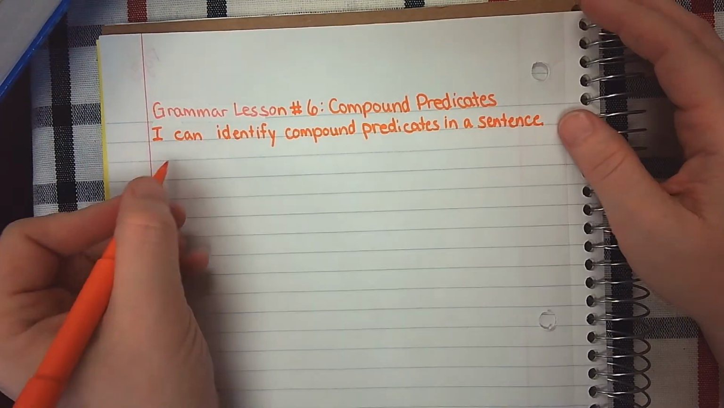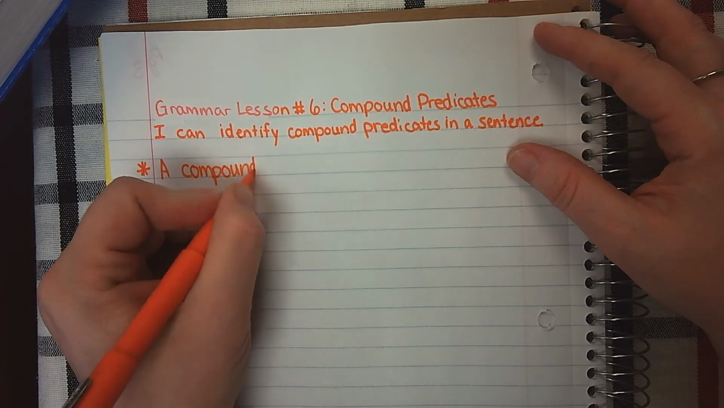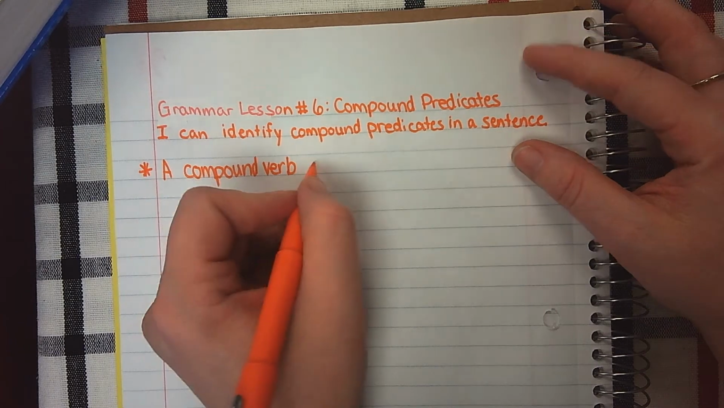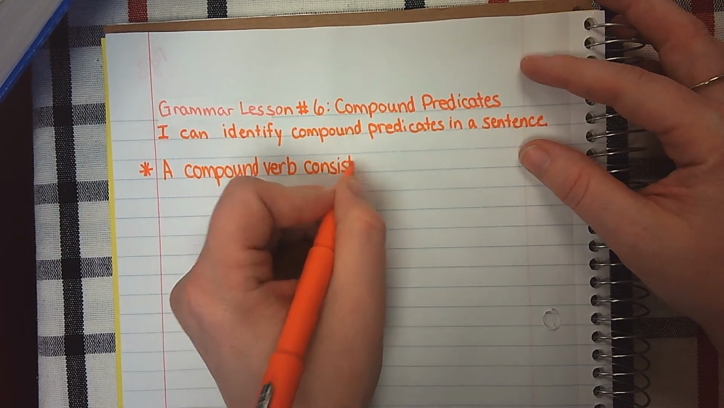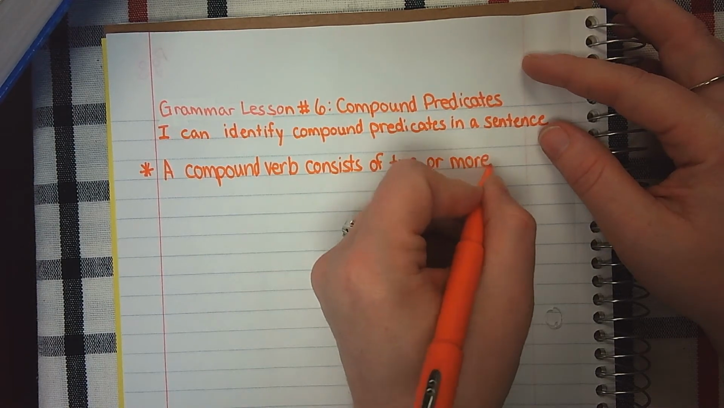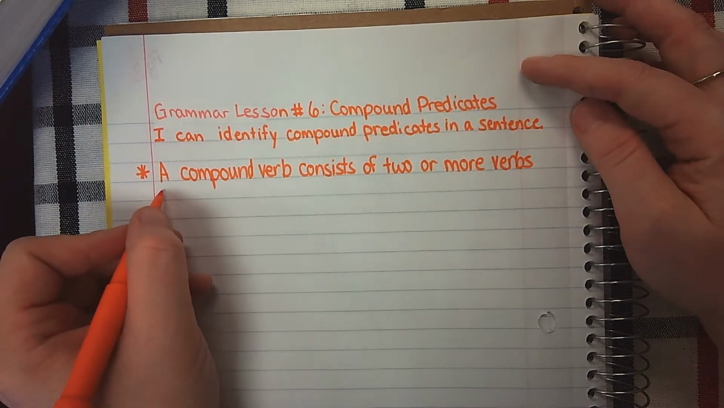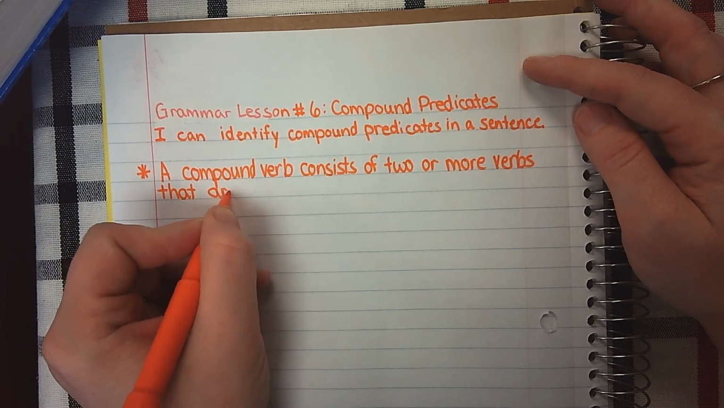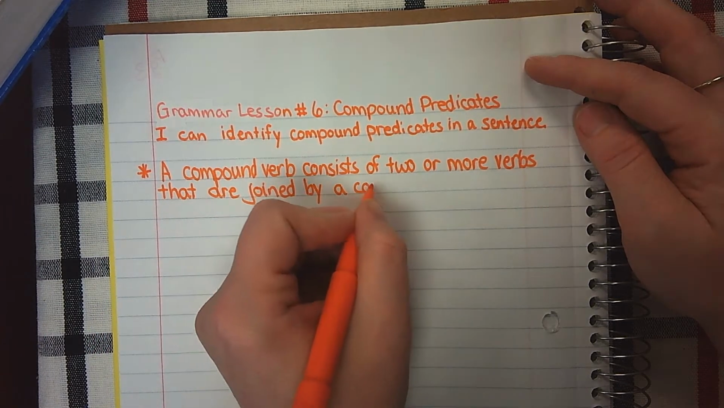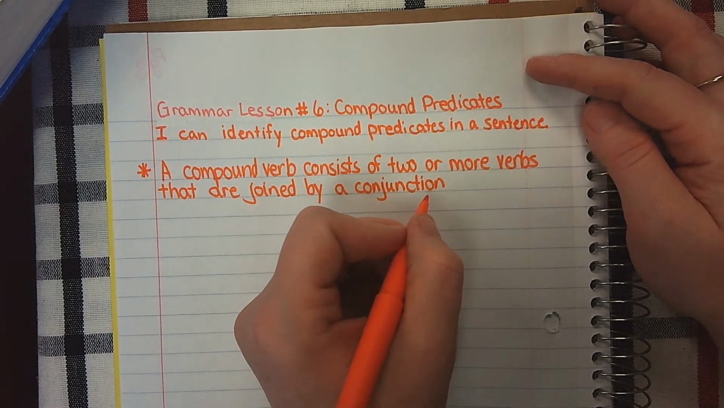compound verb is. So let's do a little star here and say a compound verb consists of two or more verbs that are joined by a conjunction, and that have the same subject.